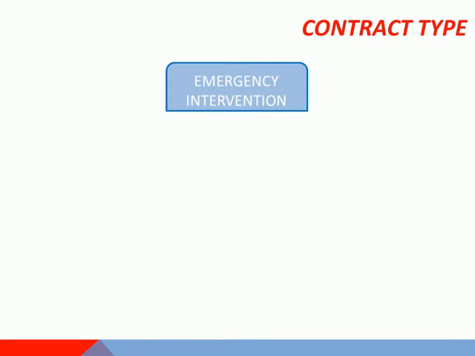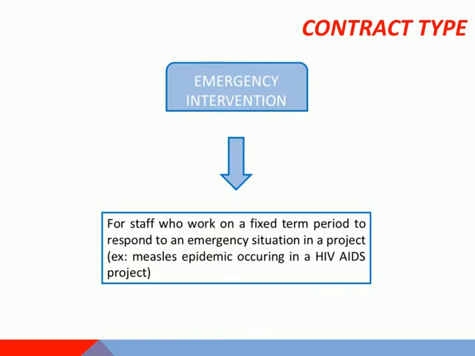We have emergency intervention contract. It's for staff who work on a fixed-term period to respond to an emergency situation in a regular project. For example, staff recruited to deal with a measles epidemic occurring in a regular HIV/AIDS project.